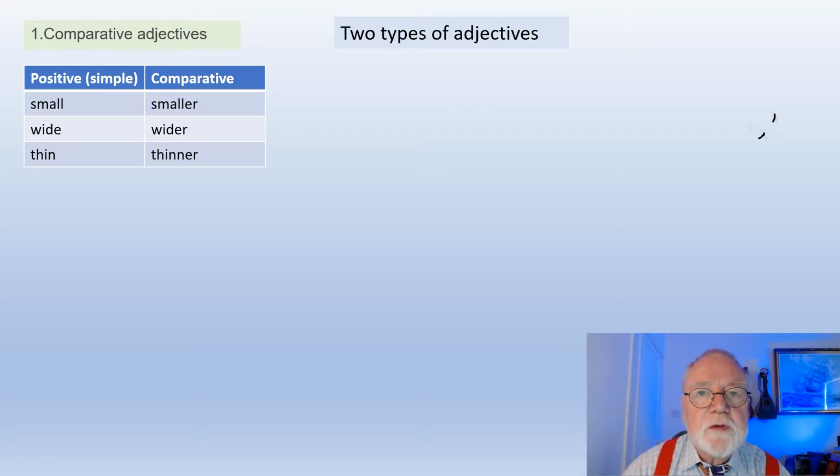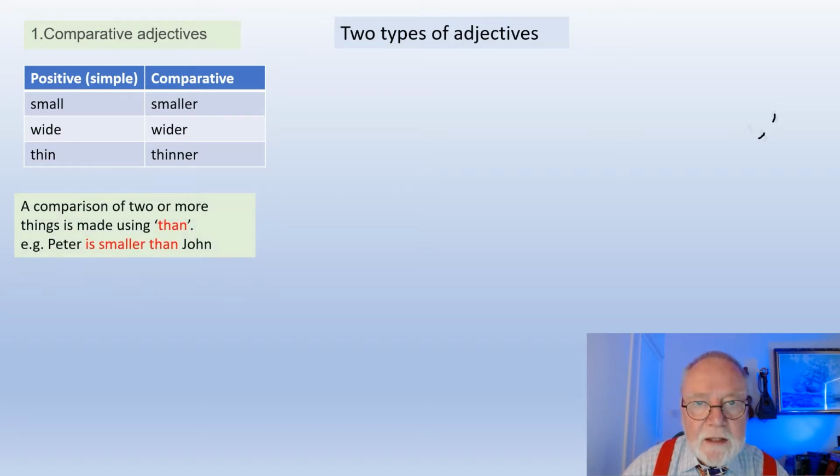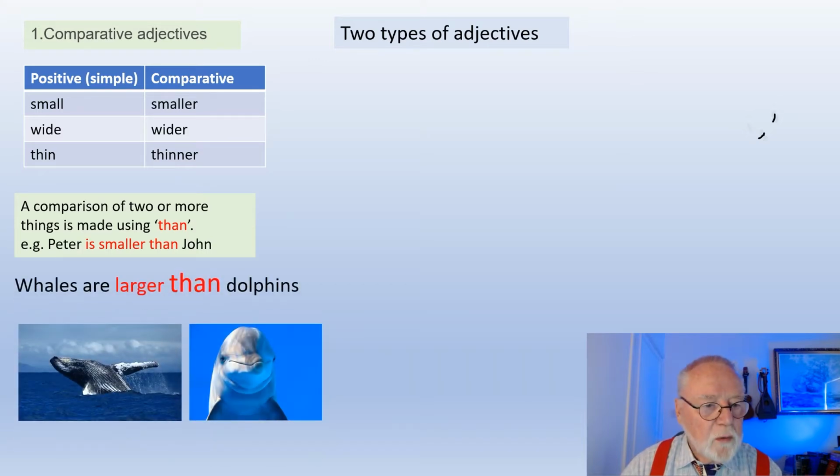The comparative is used to compare things which are separate from one another. For example, smaller, wider, but we use the word than to make this comparison. Peter is smaller than John. I am taller than my brother. Another example, whales are larger than dolphins. Notice the use of the word than.